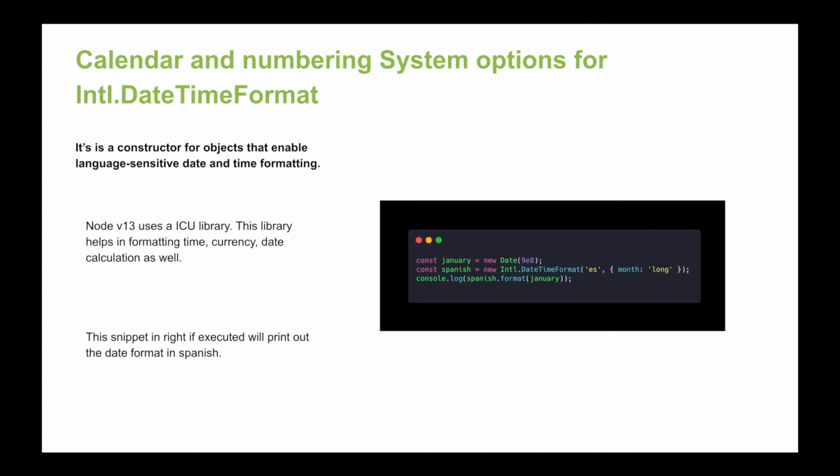Node version 13 uses the ICU library. The ICU is a mature and globalized library for internationalization. This library helps in formatting time, currency, date, and doing the calculation for dates as well. The snippet here, if it's executed, prints out the date format in Spanish. So this is also a well-stable feature introduced in Node.